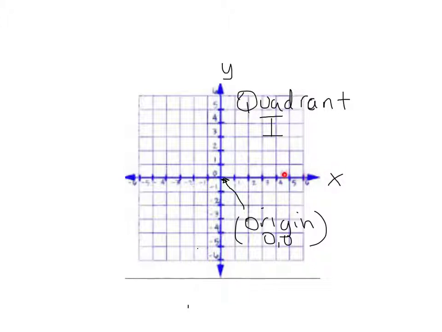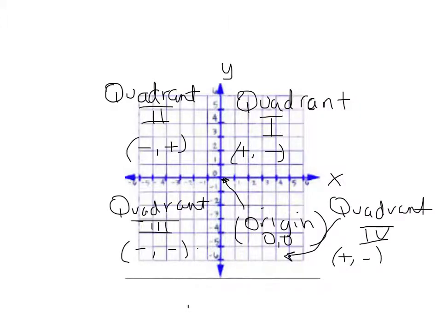Quadrant 1 is where both your x values and your y values are positive. Your quadrants go counterclockwise from quadrant 1, so here's Q1, or quadrant 1, and they go counterclockwise. Quadrant 2, where you have negative x values but positive y values. Quadrant 3, where you have negative x values and negative y values. In quadrant 4, you have positive x values and negative y values. Please make sure you have this diagram in your notes.